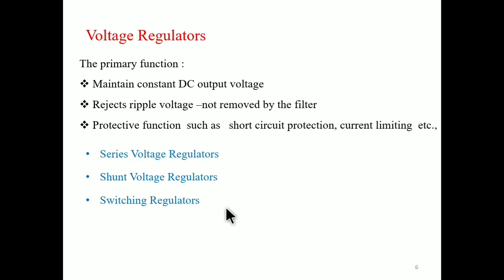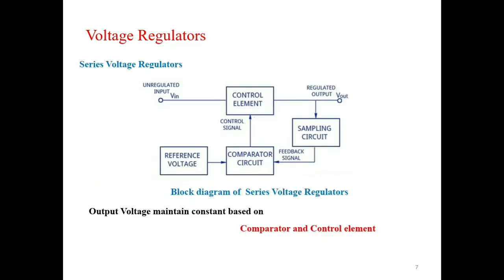Let us move on to the first one, the series voltage regulator. The block diagram shows the series voltage regulator. It has a control element and a comparator circuit, with the sampling circuit and the reference voltage. Let us explain the block diagram and see what happens if the value increases.